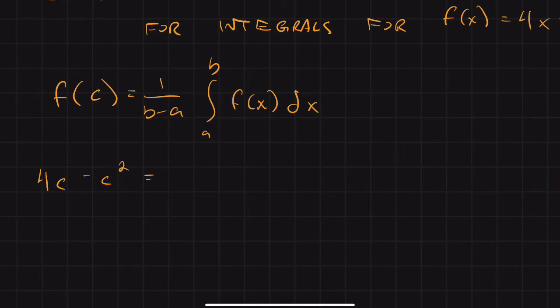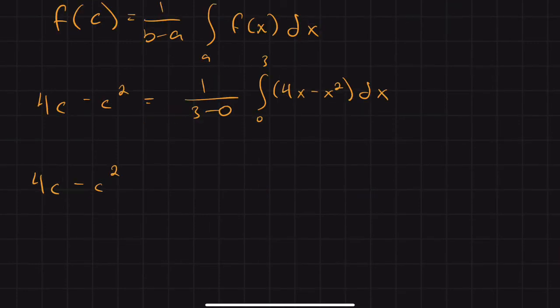That would give us 4c minus c squared. And then on the right, we substitute in our a and our b, and then put our f of x inside of the integral. So now we need to evaluate that integral, turn that integral into a single number, and then try to solve for c. The antiderivative of 4x minus x squared is 2x squared minus 1/3 x cubed. And then put the boundaries from that integral, 0 to 3, on the outside of the right-hand bracket.